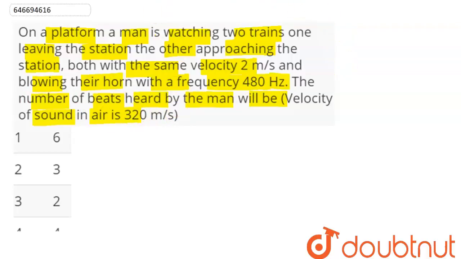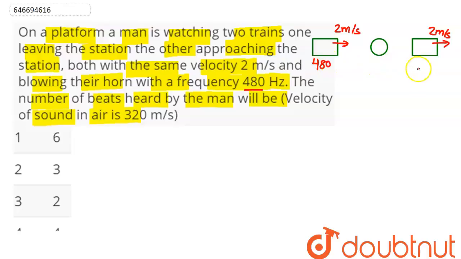So here we can say this is, suppose, the man on the platform, and these are the two trains. One is leaving the platform and the other one is, let us say, approaching the platform with same velocity. So here we can say both are moving with same velocity as 2 meters per second and the man on the platform is at rest. Both trains are blowing their horns with same frequency equal to 480 Hz. Now we need to find the number of beats heard by this man.